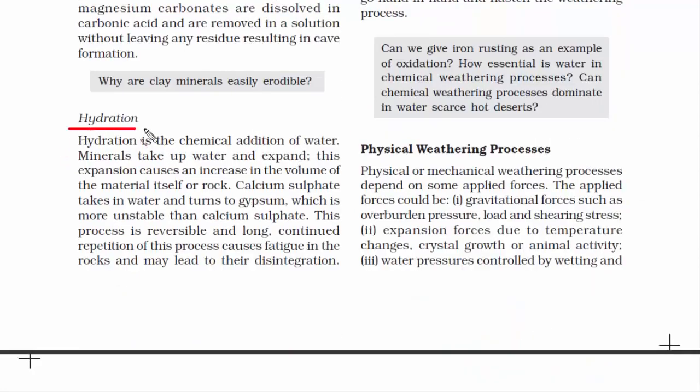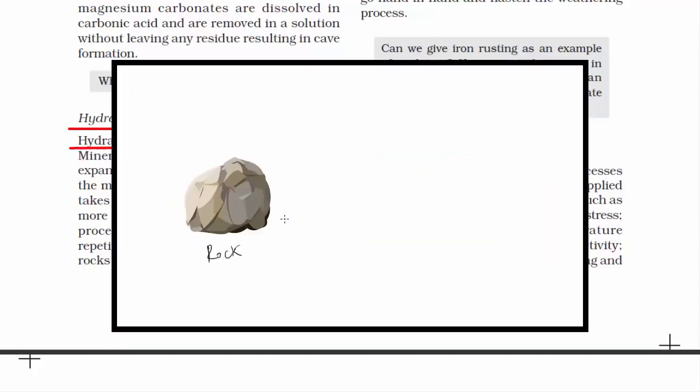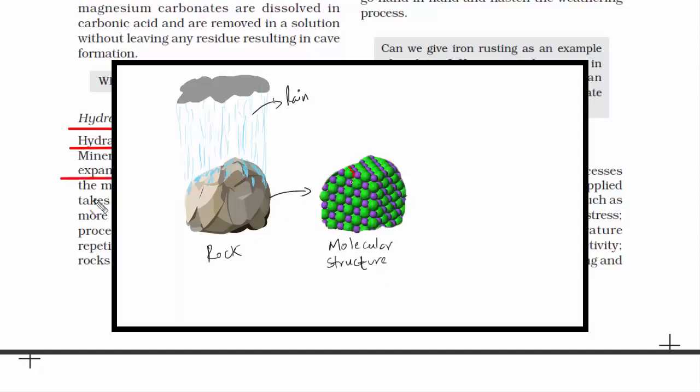Then the third chemical change is hydration. Hydration is the chemical addition of water. During rain, rock minerals take up water and expand. This expansion causes an increase in the volume of the rock material.